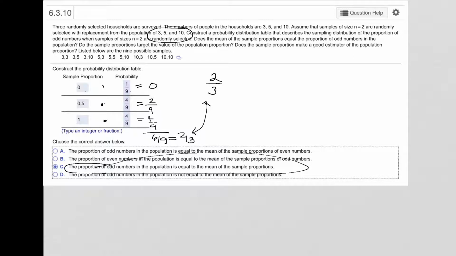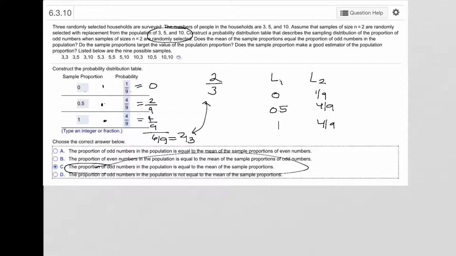Now I could put those proportions in list 1, 0, 0.5, and 1, and list 2, make that 1/9, 4 over 9, 4 over 9, and then use my one variable statistics in order to find the mean. But in this case, it's fairly easy to do by hand, so that's why I did it by hand.